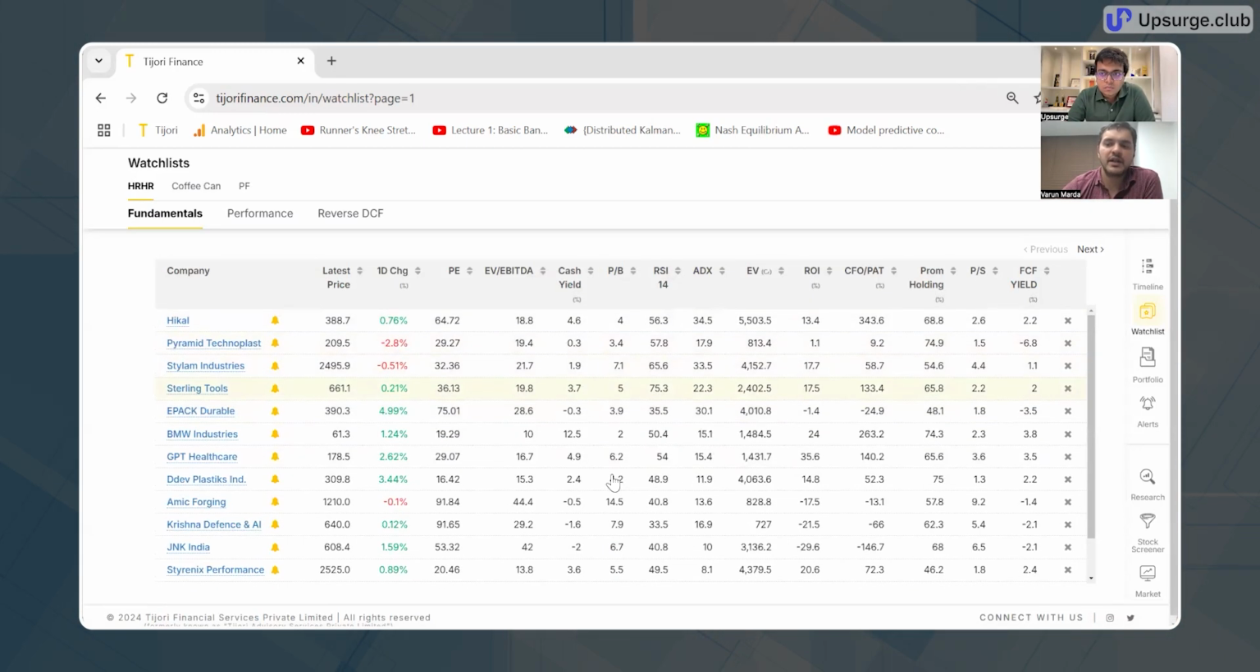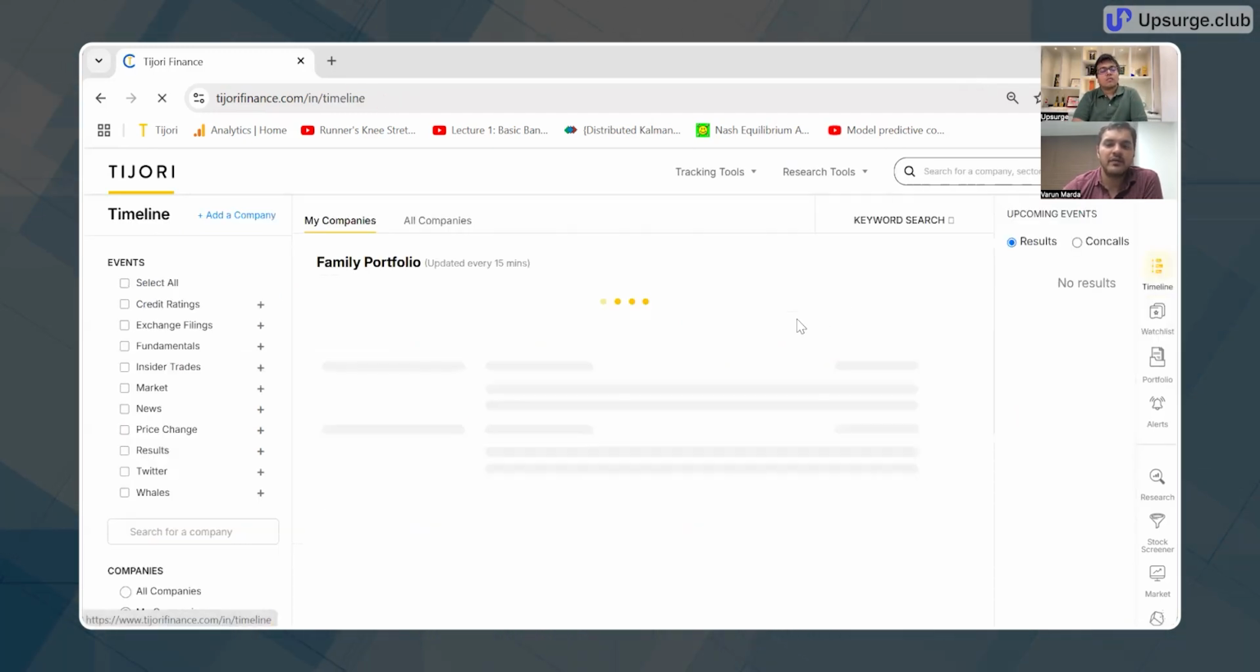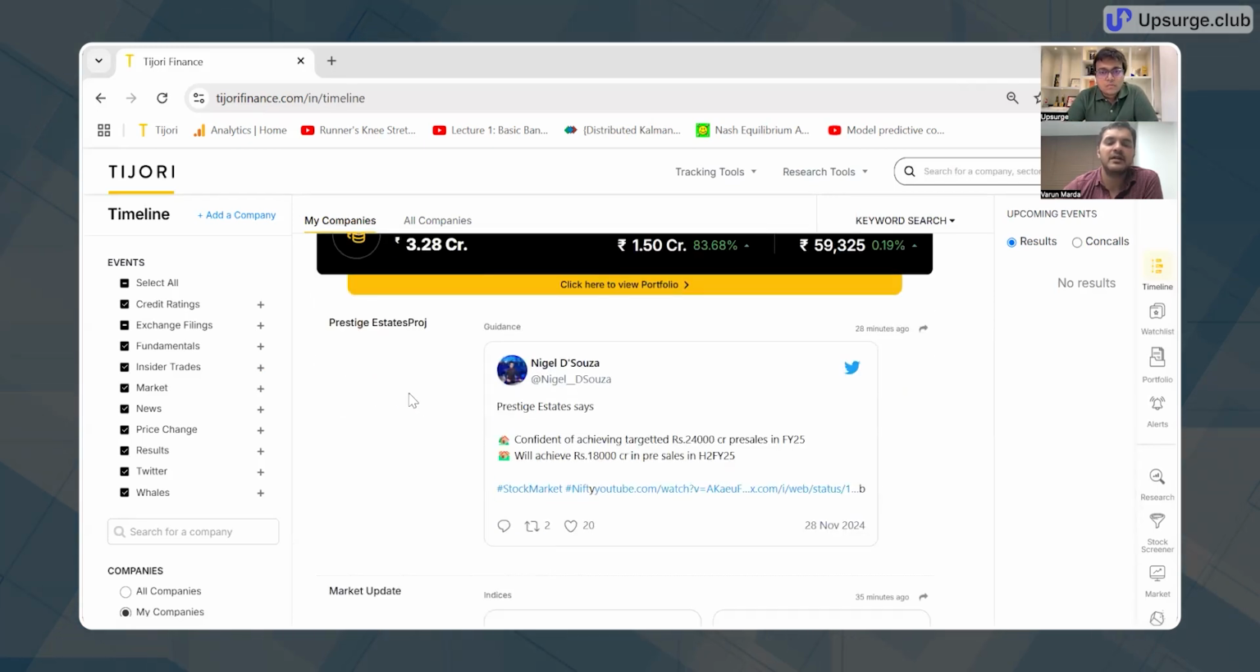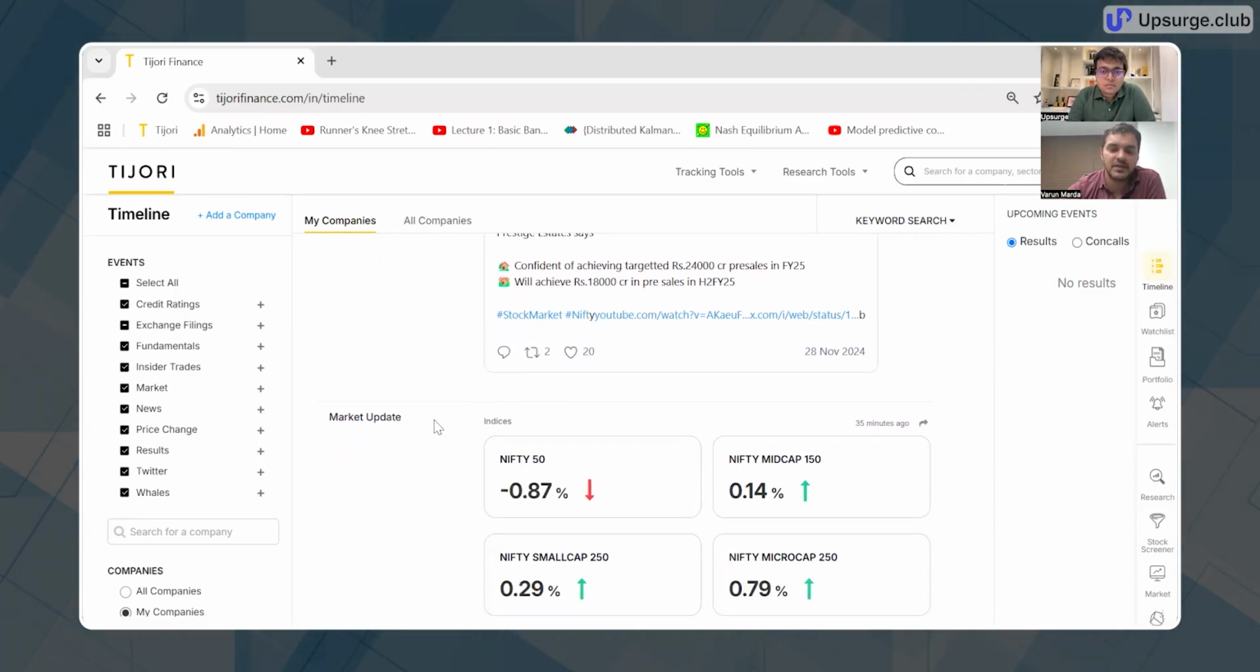Where we become useful is again in the unstructured data. Once you add all these companies to your watch list, what we do is generate a timeline for you. And this timeline is basically like an Instagram feed or a news feed of your companies. For example, Prestige is in my timeline. You can see that this company's management has given guidance. Prestige says it is confident of achieving 24,000 crore pre-sales and will achieve 18,000 crore pre-sales in H2 of this year. So this becomes extremely valuable information in case you're invested in this company, because the management is telling you what its sales will be in the second half of this year.